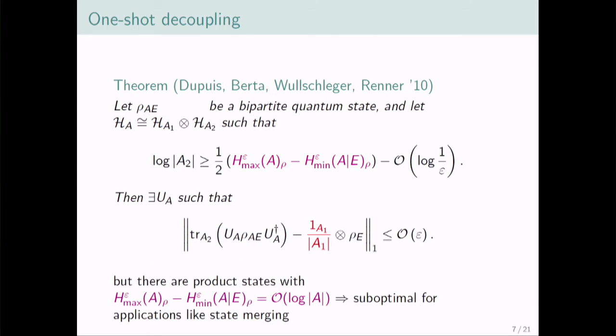So in particular, because of the definition of these quantities, this difference here can be very large, even in cases where the two systems should actually be considered decoupled. And that is if we have a product state already between A and E, but maybe the system A is in a state that's very far from a maximally mixed state.